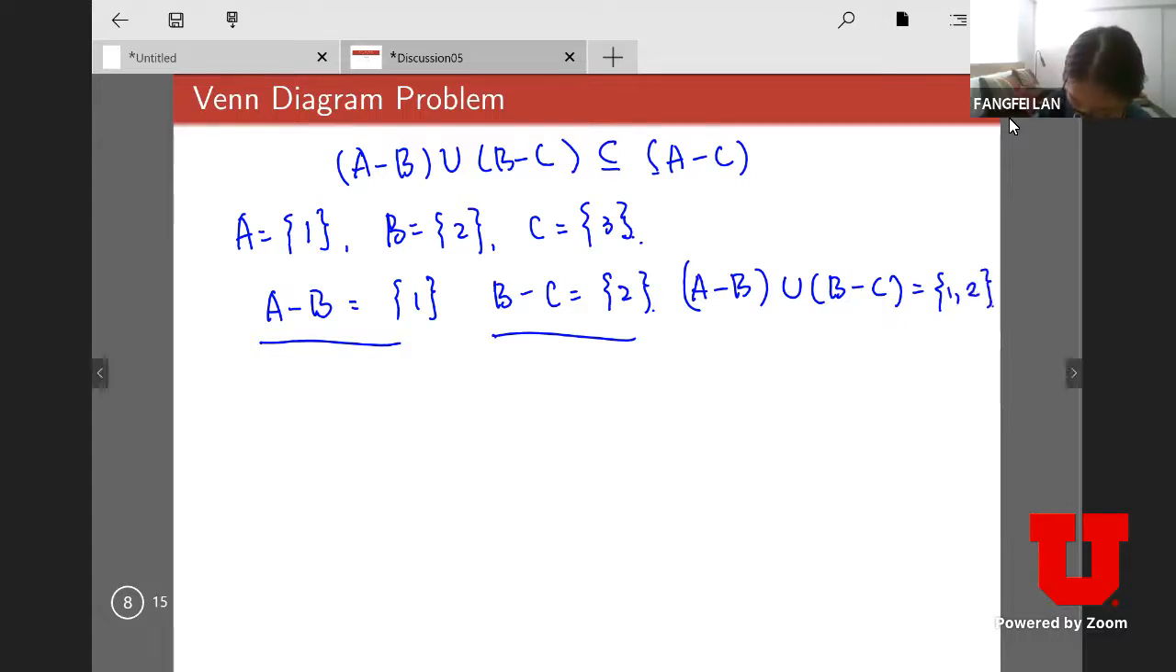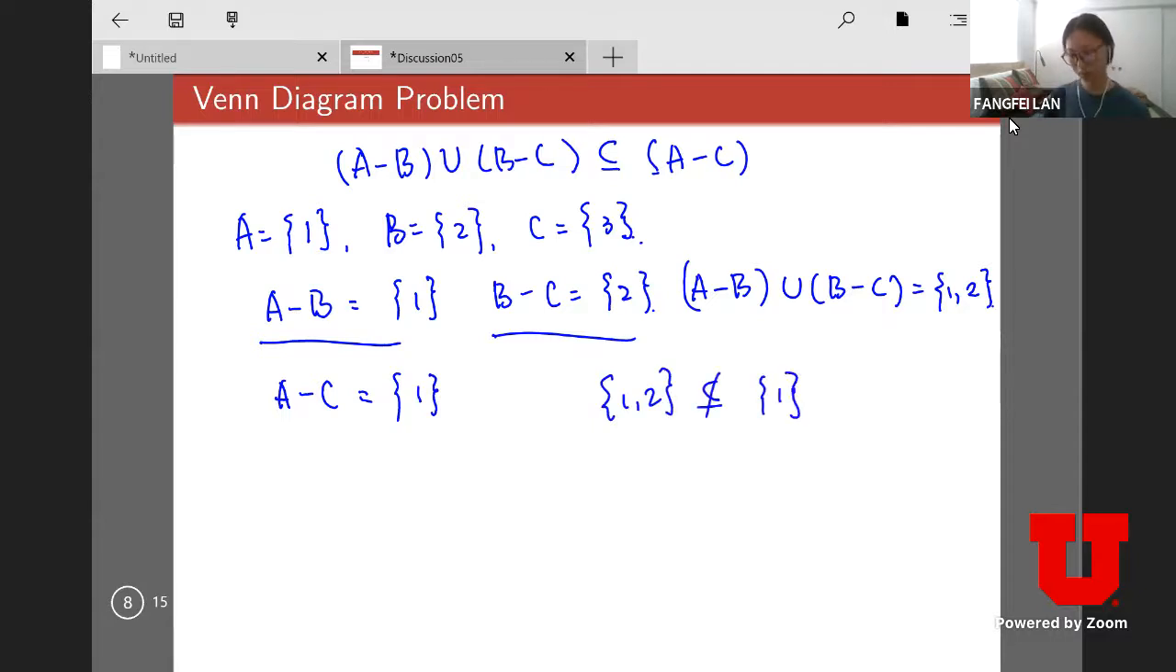All right. So then this is on the left side, right? So now we have on the right side A minus C. What is A minus C? If A is 1 and C is 3. One. Yep. It is 1. So that's a counterexample. 1, 2 is not a subset of 1. So we just gave a counterexample.